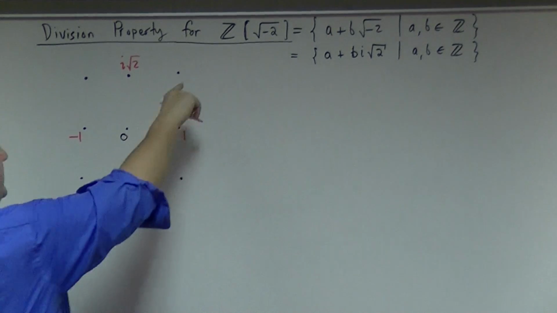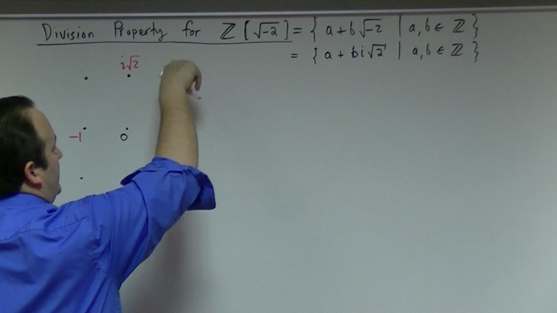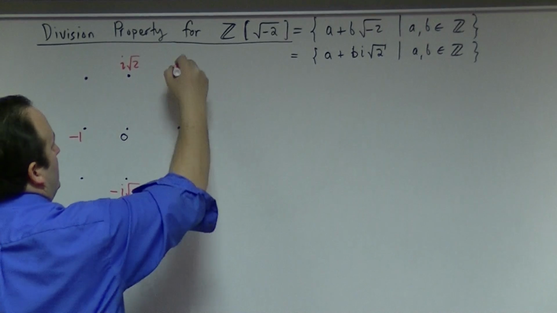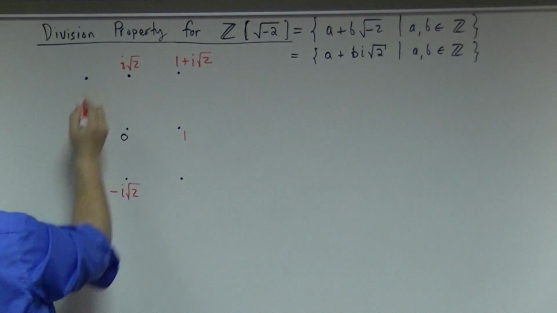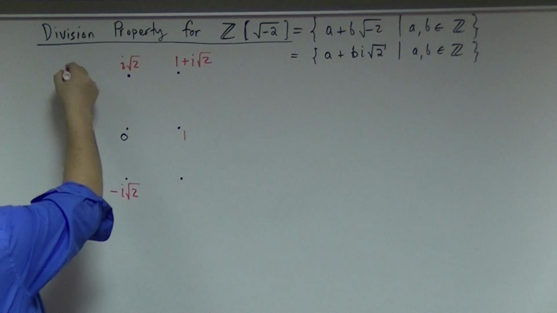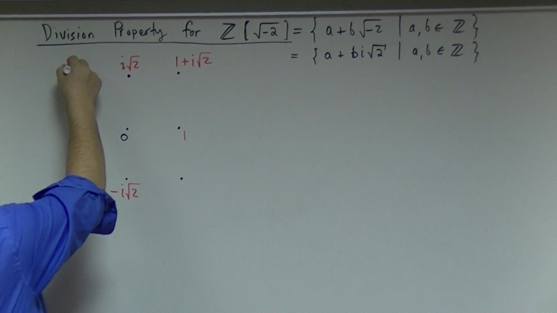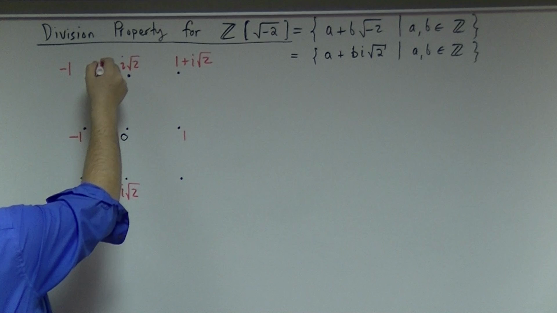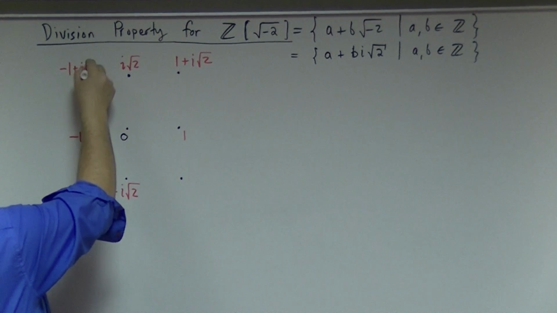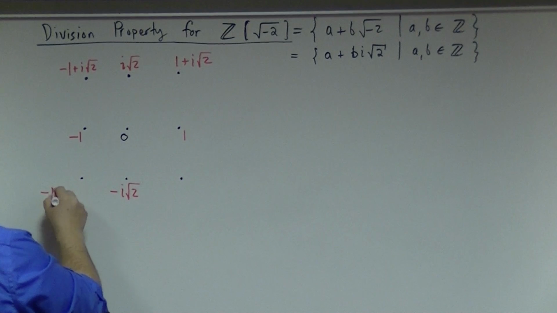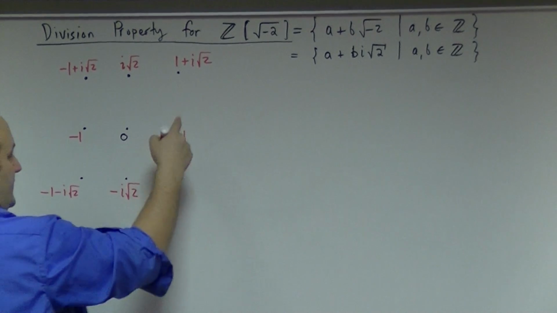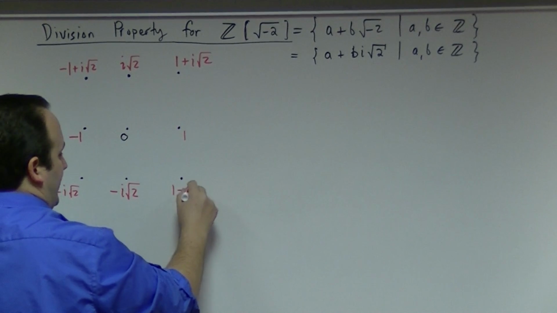How about up here? What's this one? This upper right point. 1 plus i square root of 2. Right, 1 plus i root 2. How about this guy? i square root of 2 minus 1. Yeah, minus, you say minus 1? Minus 1 plus i root 2. Can you read? Yeah, I just swapped it. And then this one down here is minus 1 minus i root 2. And this one over here will be 1 minus i root 2.